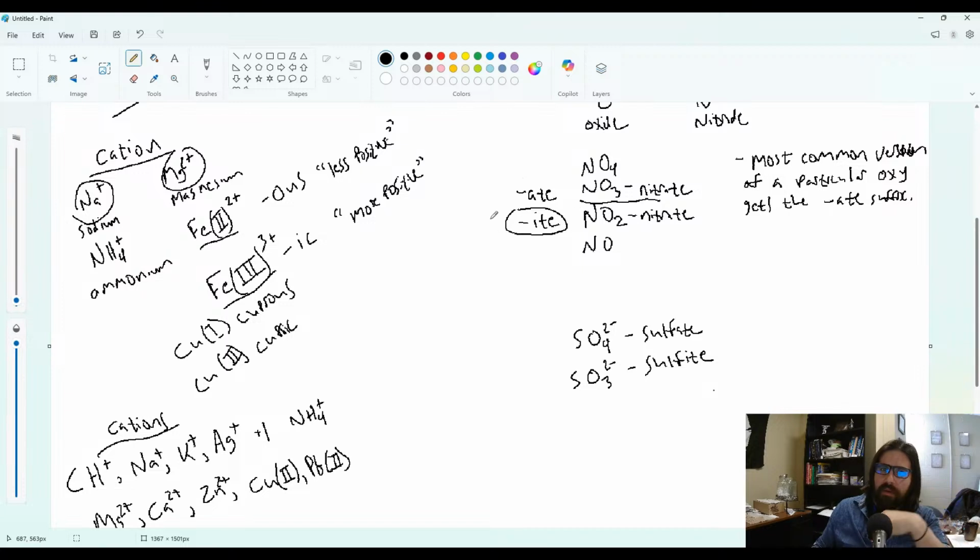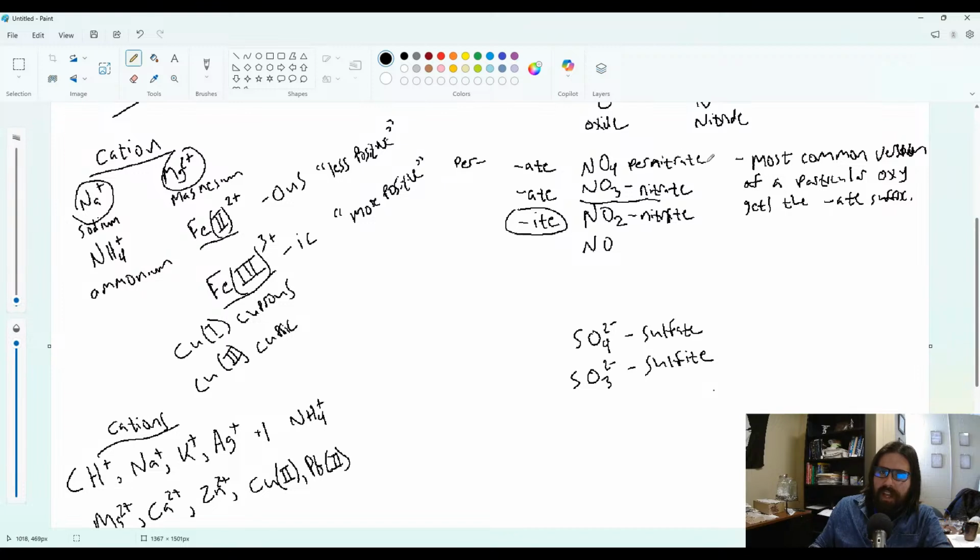You can kind of see maybe where we're going with this in the case of nitrate and nitrite. Okay, this is nitrite, sorry. There we go, nitrite. If we want to have one more oxygen than the most common version, so one more oxygen than nitrate in this case, then we keep the "ate" suffix, but we add a "per" prefix. So that means that NO4 then becomes pernitrate.